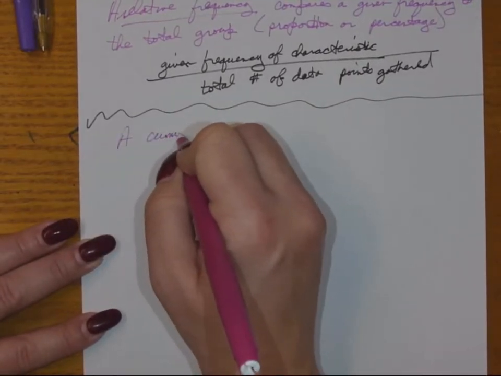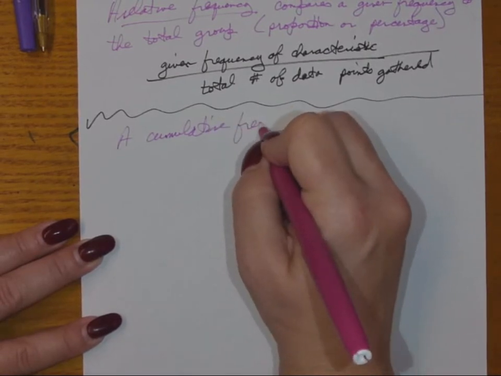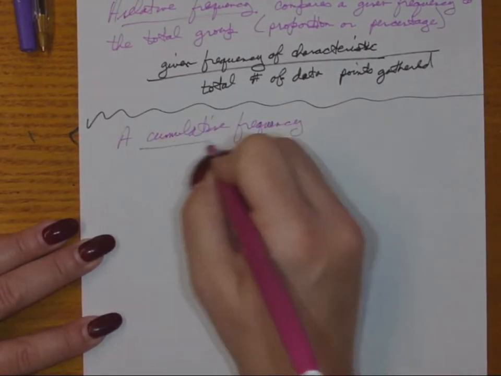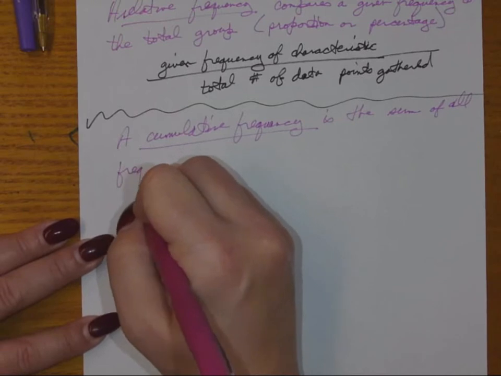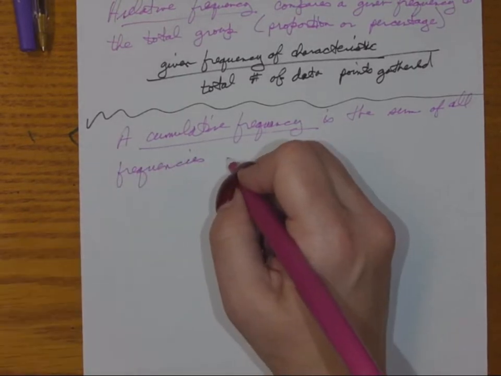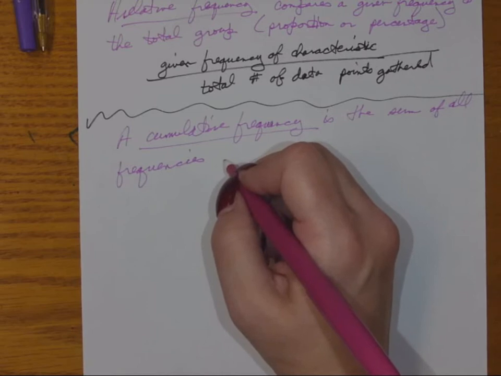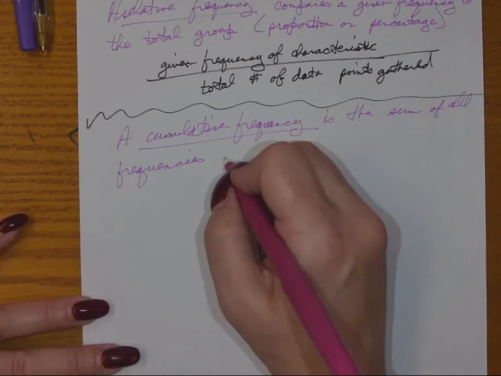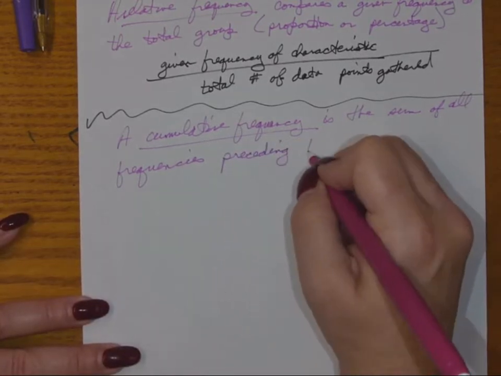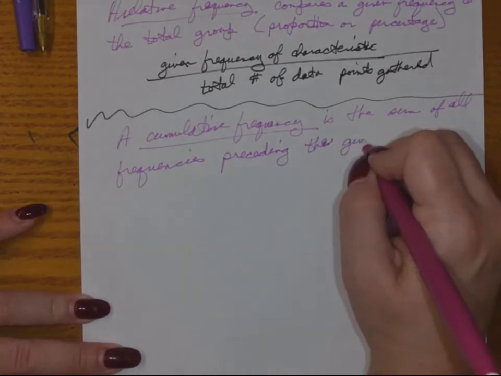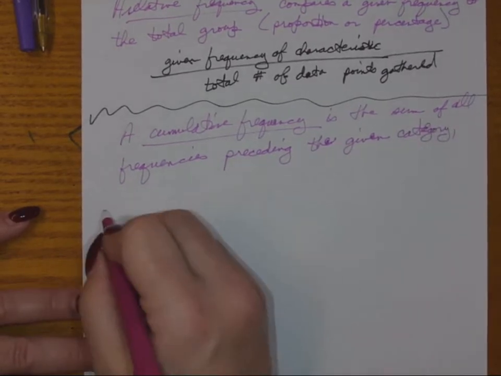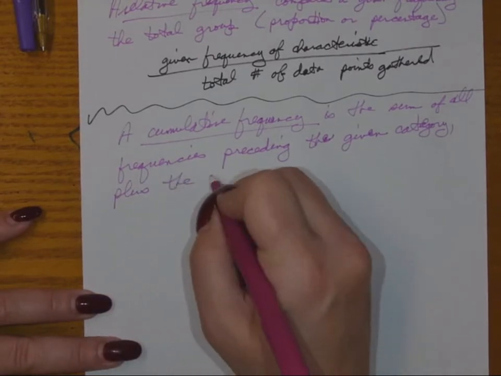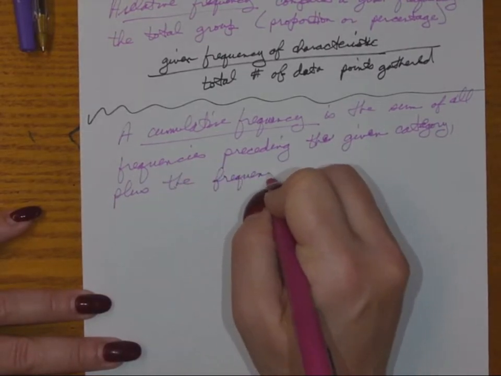A cumulative frequency is the sum of all the frequencies preceding the given data point, given category, let's say that, plus the frequencies in that category.